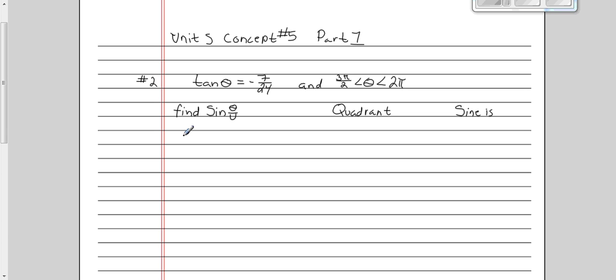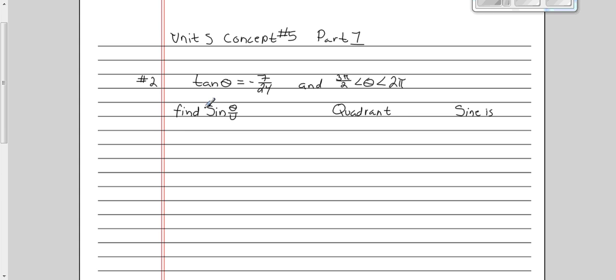Unit S, Concept 5, Part 1. We're going to break this into two parts. The first one is dealing with the half angles. The second part will deal with the double angles. I'm going to work out number 2 and number 4 here for you.